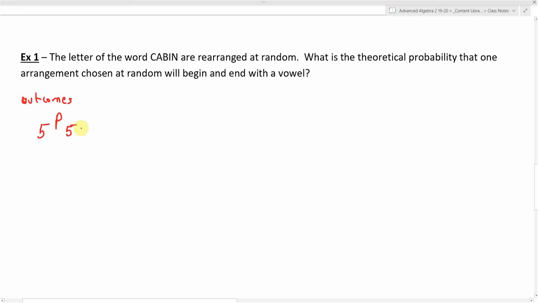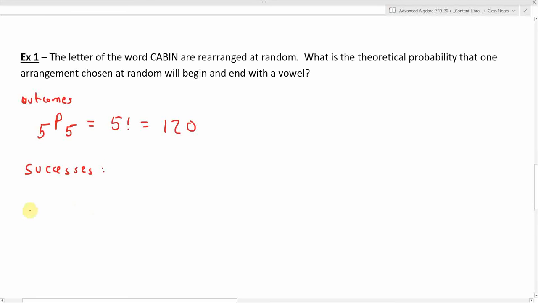So we know we have 5P5 as the possible outcomes. That's equal to 5 factorial, which is 120. So there are 120 different arrangements of the letters in the word cabin. Now we want to go on to successes, and we'll take the ratio of the 2 for our probability.